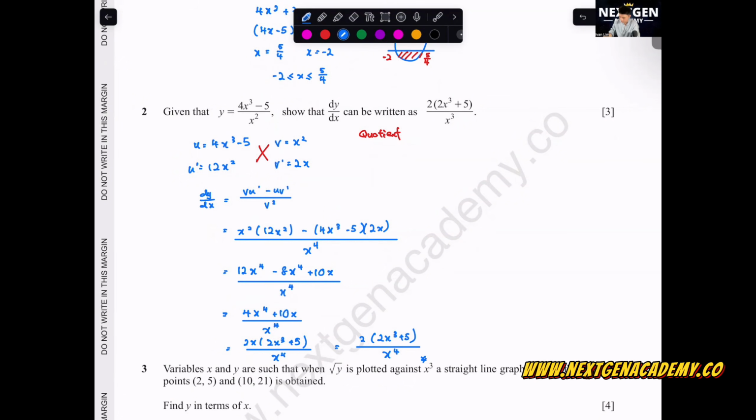X power 3. Okay, what am I doing? X power 3. Okay, then you can just write shown. You don't need to write "shown" also can, but I like to write. This one is to convince the marker that you're actually doing something, right?